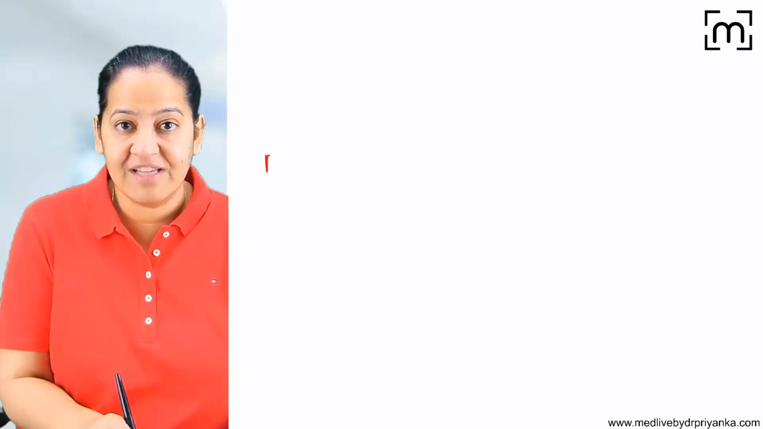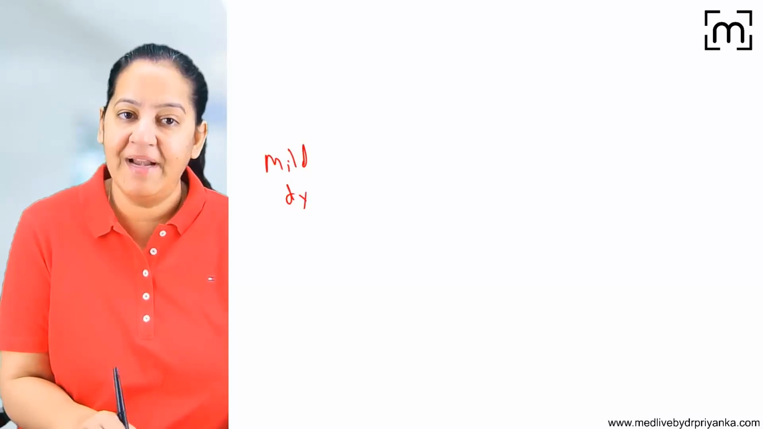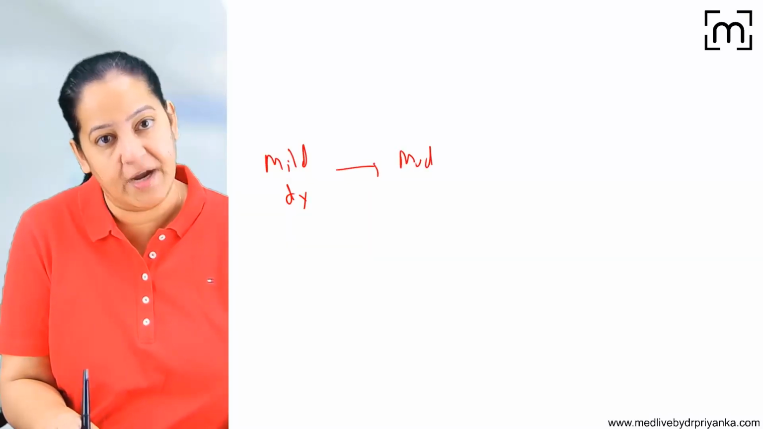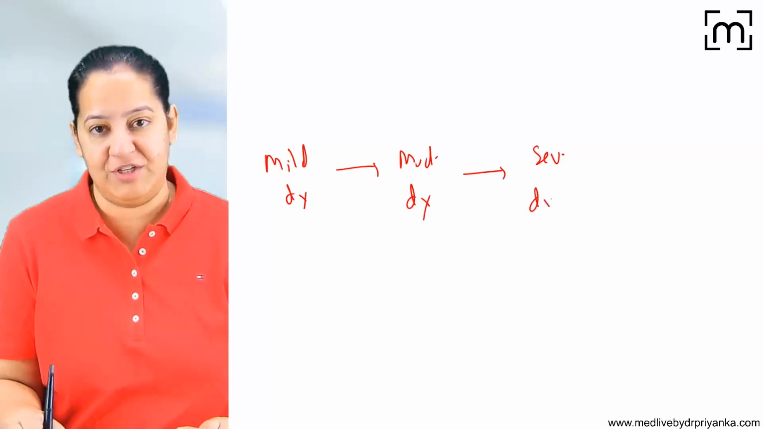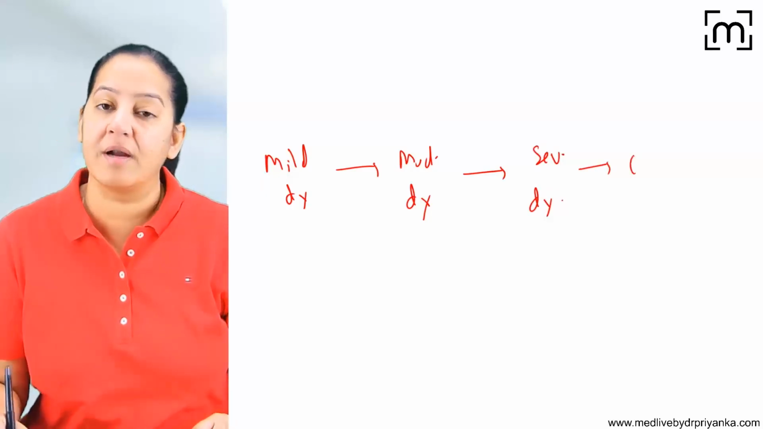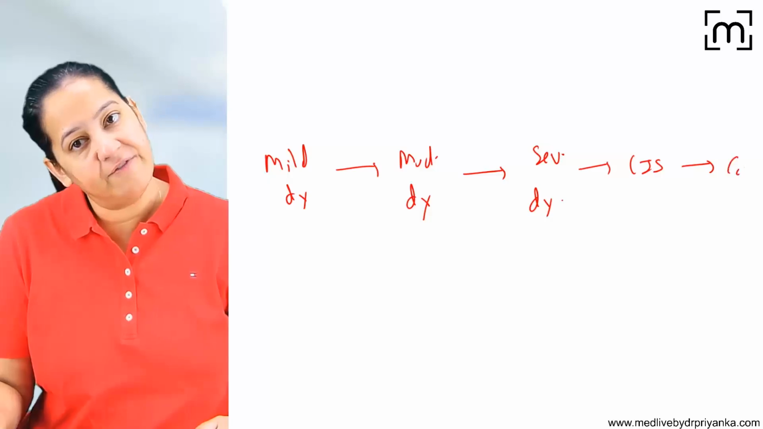First, in the cervix, mild dysplasia occurs. Mild dysplasia leads to moderate dysplasia. It will progress to moderate dysplasia. Moderate will progress to severe dysplasia. Severe will progress to carcinoma in situ. And finally, it will lead to carcinoma.